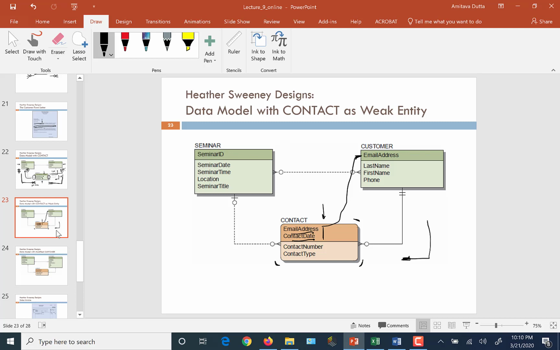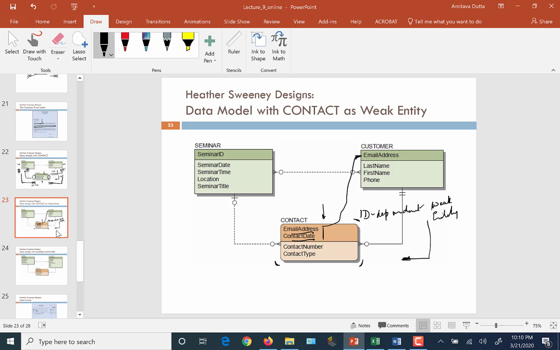Obviously, the contact letter is written to a customer, so it makes sense to set it up as a weak entity. And in this case, this is an identifying weak entity, an ID dependent weak entity. Why? Because the identifier of the weak entity contact consists of the ID of its parent, namely customer, plus something else. In this case, a contact date.